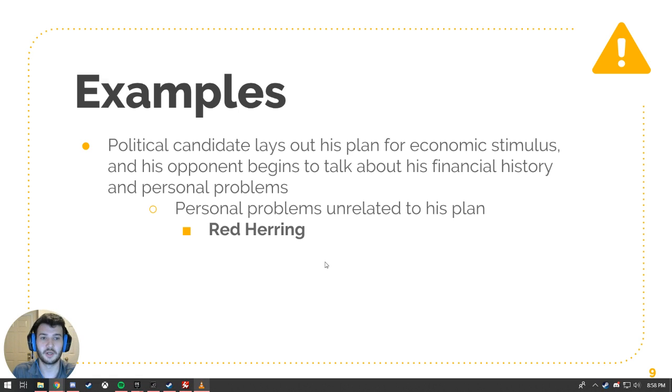A red herring, here's just another random scenario. A political candidate lays out his plan for economic stimulus. His opponent begins to talk about his financial history and personal problems instead, and his personal financial problems are completely unrelated to the actual substance of his plan. So this is a red herring because it's on topic with the candidate and economics, but it has nothing to do with the actual content of his plan, so it's diverting you away from the argument.